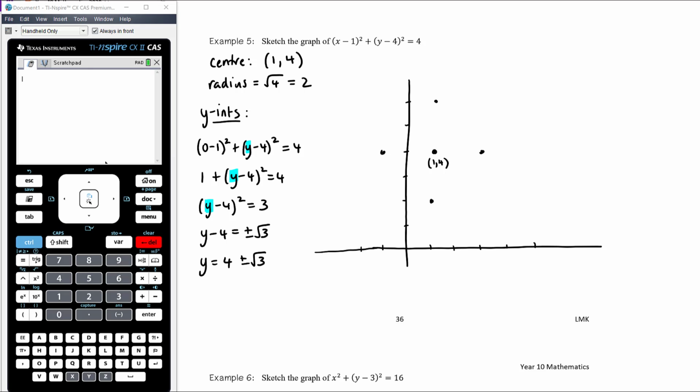Okay, so I'm going to mark the intercepts using those values. Root 3 is about 1.6, so it's going to be at about 5.6, 4 plus 1.6, and about 2.4, just to give a sense. But again, you can really just draw in your circle and then mark your points after that. So this is the point (0, 4 minus root 3), and this is the point (0, 4 plus root 3), and we've got our centre. So centre and at least 1 point on the circle is minimum information, but you must make sure that all axis intercepts are marked.